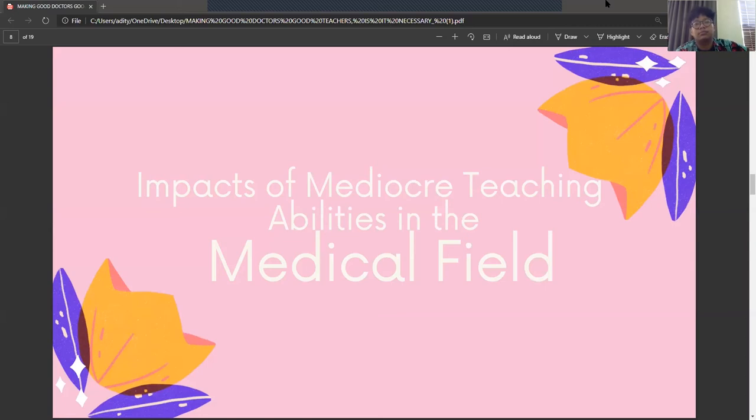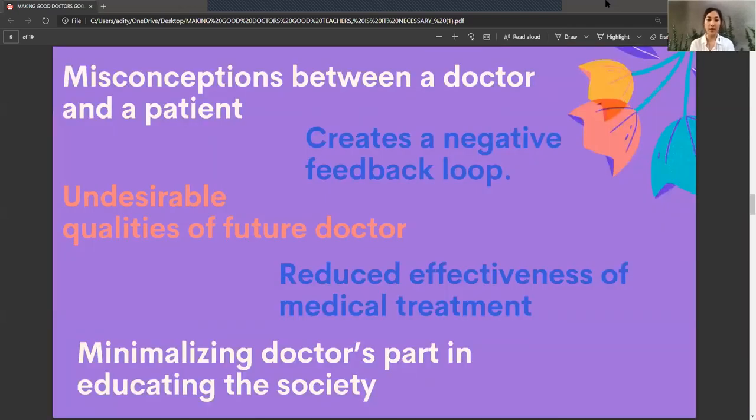Impacts of mediocre teaching abilities in medical fields. There are several impacts or consequences that we can find. The first one is misconceptions between a doctor and the patients. A doctor should have good communication skills among medical teams, especially when dealing with a patient. In some cases, a lot of misconceptions still happen.